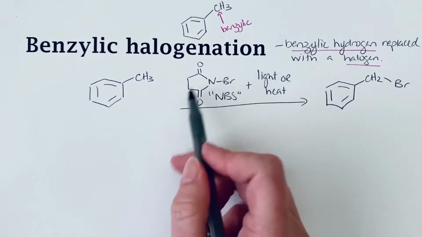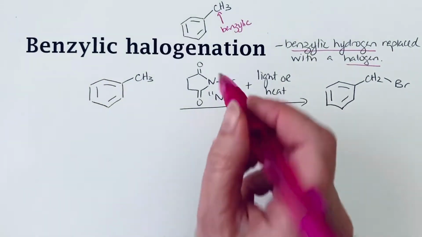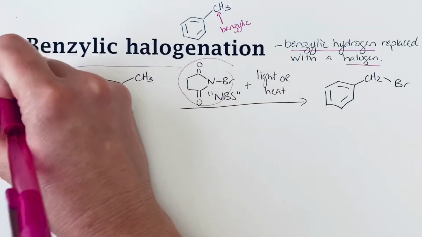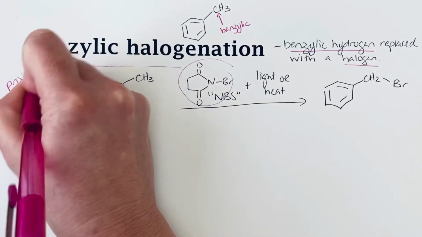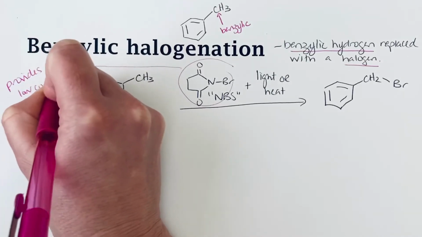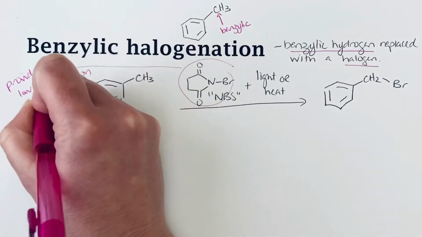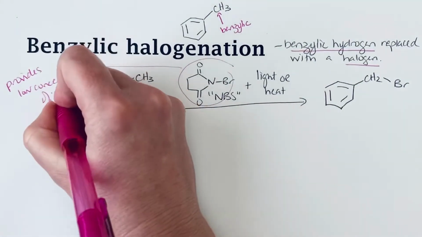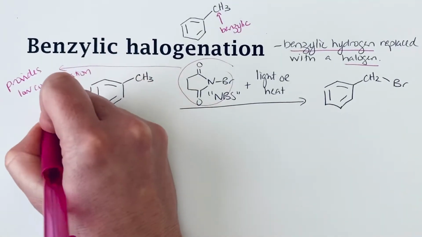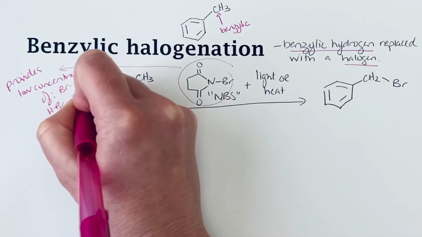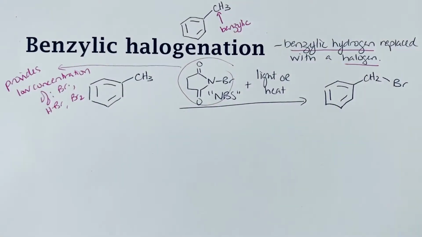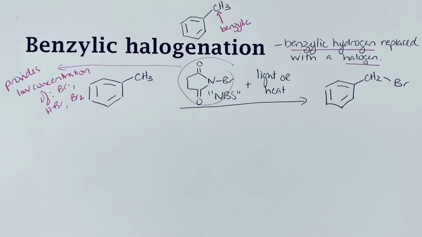What the NBS does in this solution is it provides low concentrations of a few different reactive intermediates that we might see: a bromine radical, a little bit of HBr, and also some Br2. None of these will be present in a great amount, but enough that it can do the reaction and then keep the chain reaction going, because radical reactions are always chain reactions. You have only a small amount of radical in your solution at any given time.